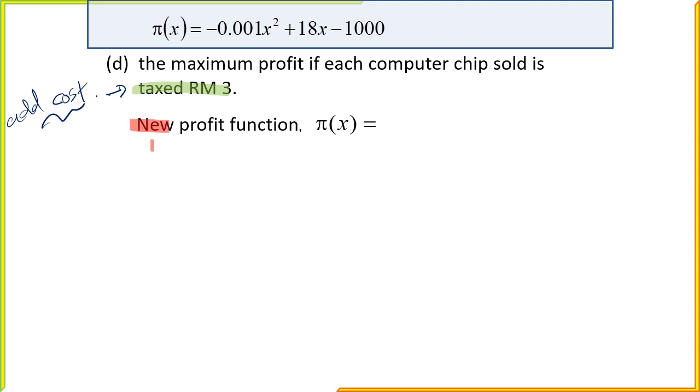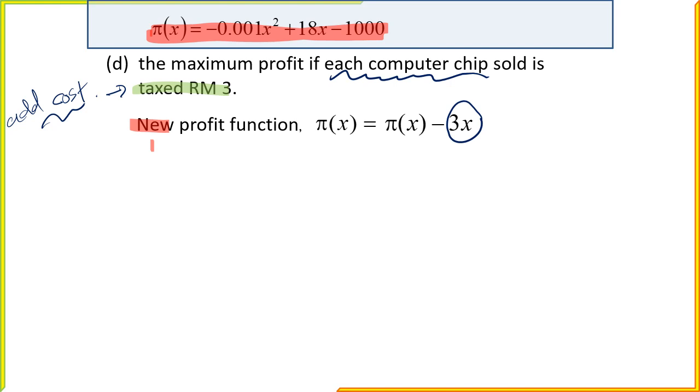The new one by using the old profit function and subtract by 3x. Why 3x? Because every unit, each computer chip, so every quantity, we need to multiply. How many quantity we want to sell? Like that lah. So that's why the tax function here is 3x. Not only 3 but 3x, because each of the computer chips.